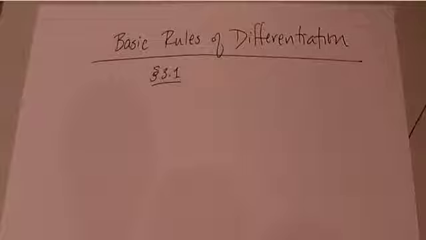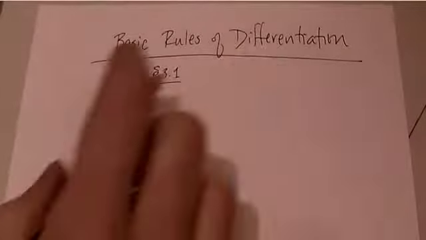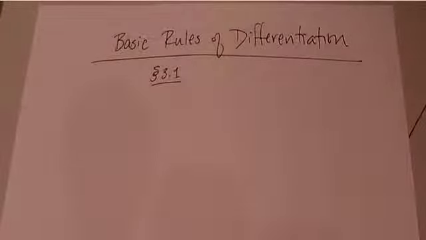Let's go ahead and get started on some basic rules of differentiation. This is 3.1. I think your book calls it derivatives of polynomial and exponential functions, which is probably a pretty good title too. Just a little bit too long to fit across the top here. And what we're going to be doing is basically just the basic ones, okay?